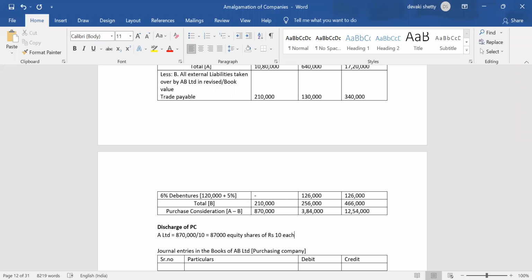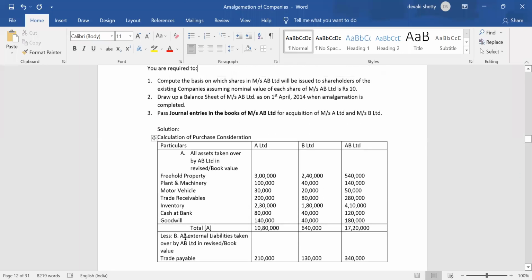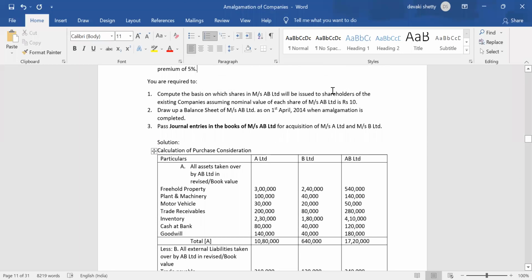Now PC can be discharged by way of cash, equity share, preference share, debentures, any other mode of discharge. But here in the question it is given equity shares. See, shares in AB Limited will be issued to the shareholders of the existing companies, assuming nominal value of each share of AB Limited is rupees 10.